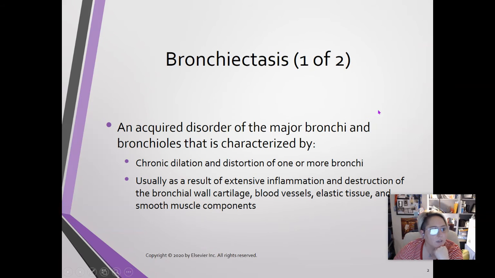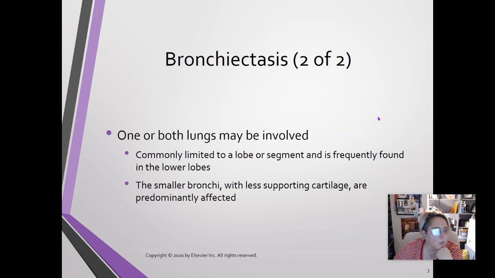So it's an acquired disorder of the major bronchi and bronchioles that is characterized by a chronic dilation and distortion of one or more bronchi. It is usually a result of extensive inflammation and destruction of bronchial wall cartilage, blood vessels, elastic tissue, and smooth muscle components. One or both lungs may be involved, commonly limited to a lobe or segment, and it's frequently found in the lower lobes. The smaller bronchi with less supporting cartilage are predominantly affected.